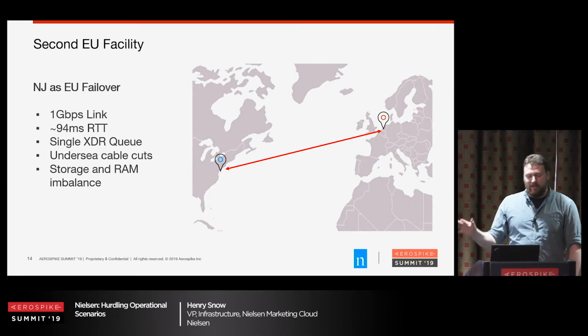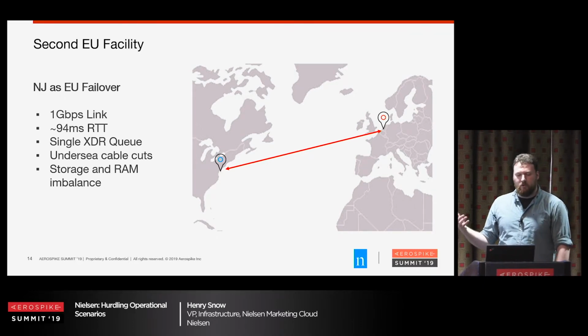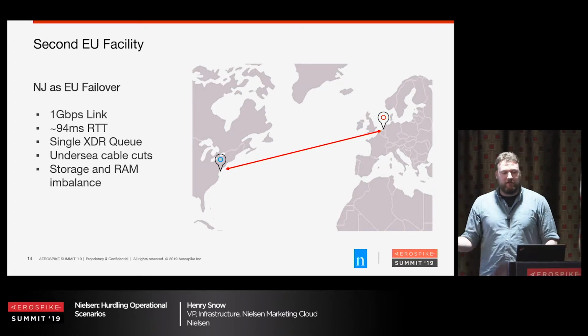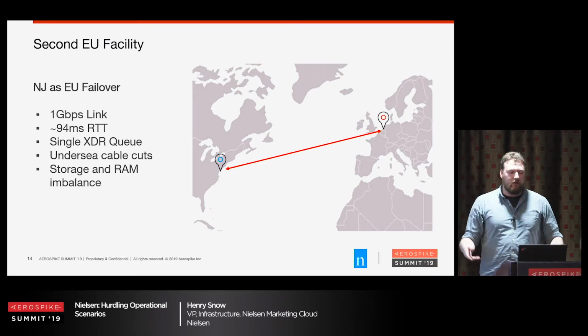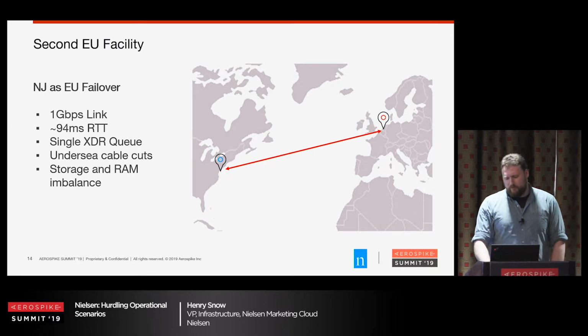Lastly, we had to store not too much data, but at this point in time we had individual disks for the EU data, and we had to store all of that. We had to have an extra 2 or 3 disks per Aerospike node in New Jersey as well, which was kind of, I don't know, silly.